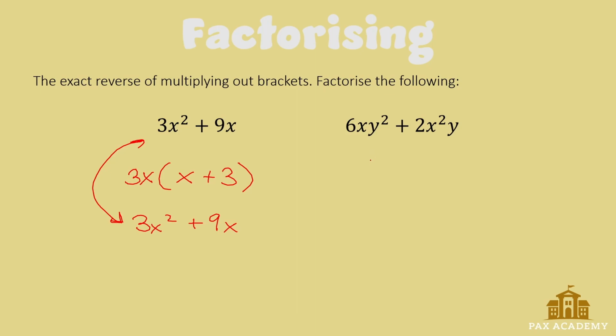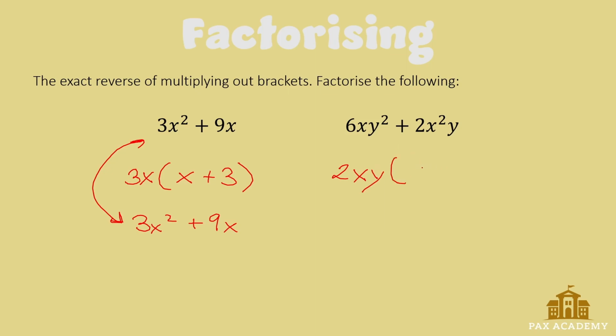6xy squared plus 2x squared y. Okay, so like I said before, first step, we look at the numbers and we take out the highest common factor. So in this case, we have 6 and 2. Therefore, the highest common factor in this case is 2. Then we look at each letter in turn. So let's look at the x's. So we have x in the first term and x squared in the second term. So here again, the highest power that goes into both terms is simply x. And then let's look at the y's. So we have y squared and then y in the second term. Therefore, again, the highest power that goes into both terms is simply y.